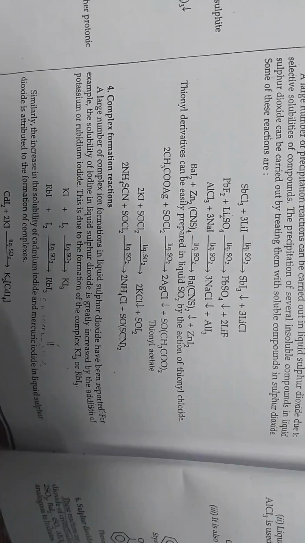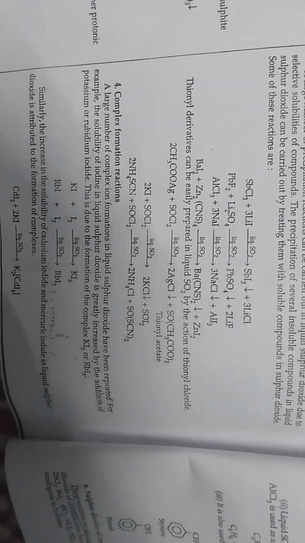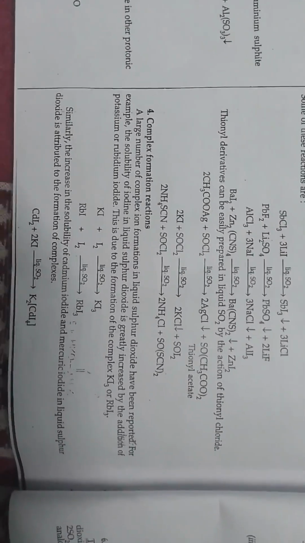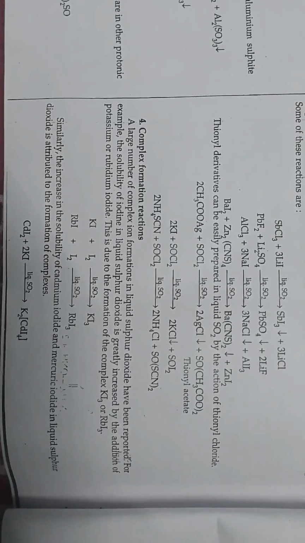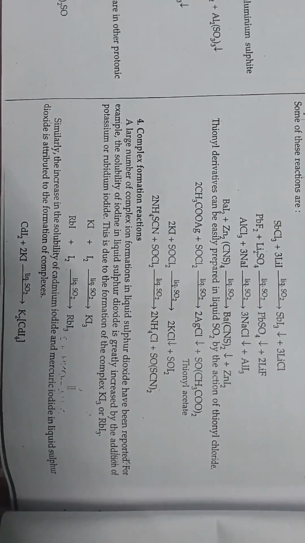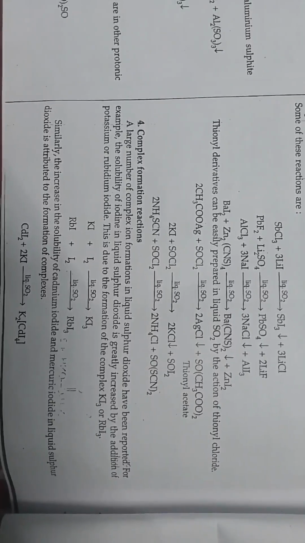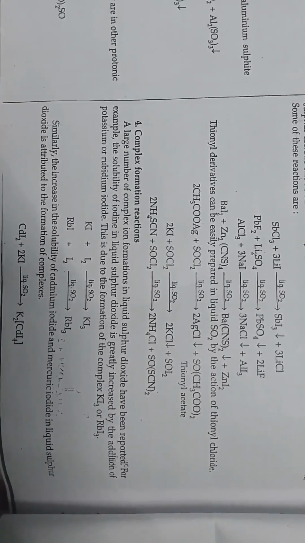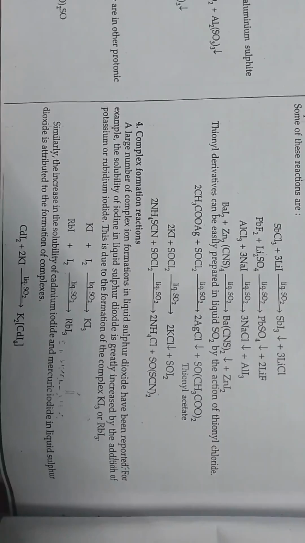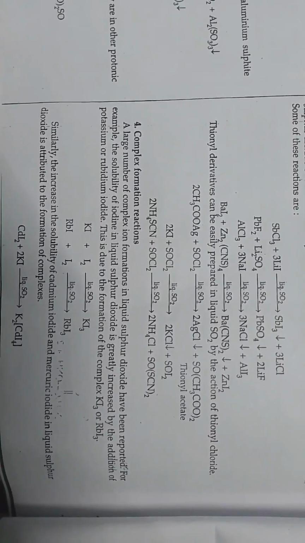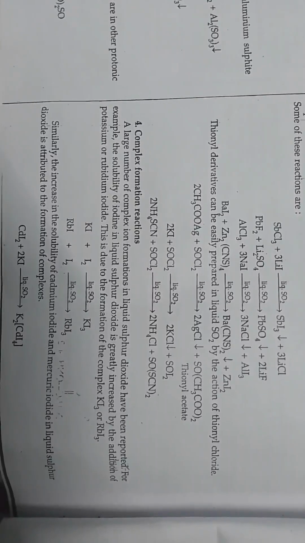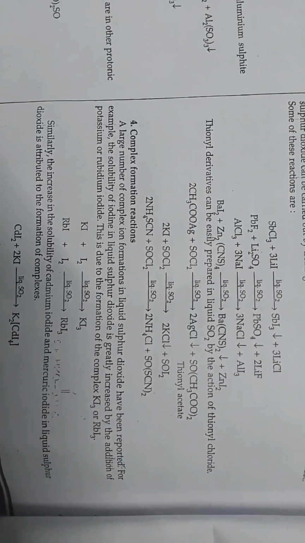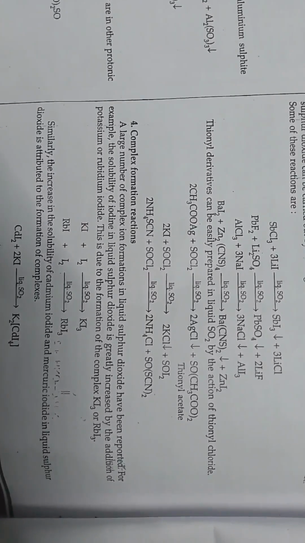Thionyl derivatives can be easily prepared in liquid SO2 by the action of thionyl chloride. 2CH3COOAg plus SOCl2 in liquid SO2 gives 2AgCl plus SO(CH3COO)2, thionyl acetate. 2KI plus SOCl2 in presence of liquid SO2 gives 2KCl plus SOI2. 2NH4SCN plus SOCl2 in presence of liquid SO2 gives 2NH4Cl plus SO(SCN)2.